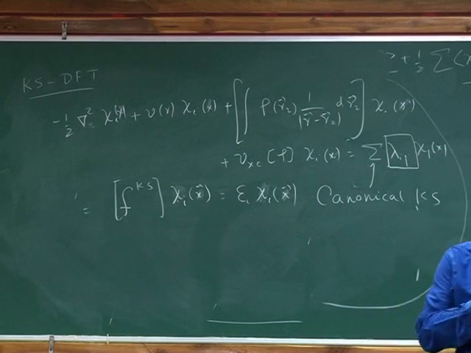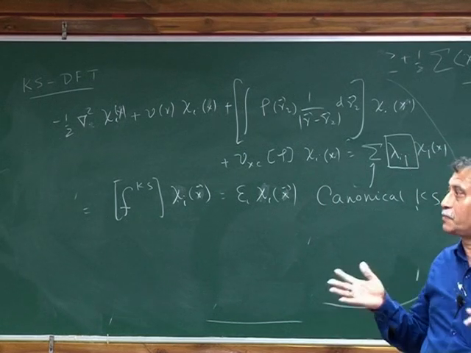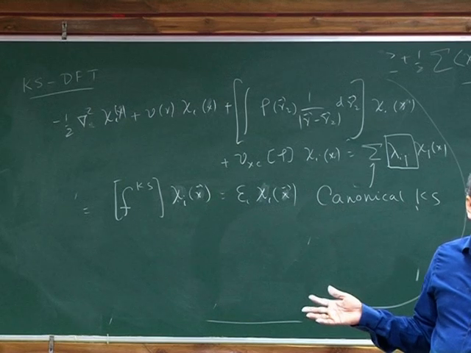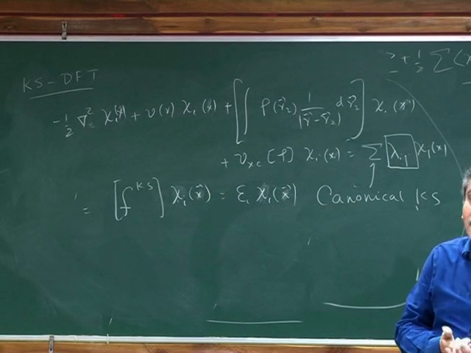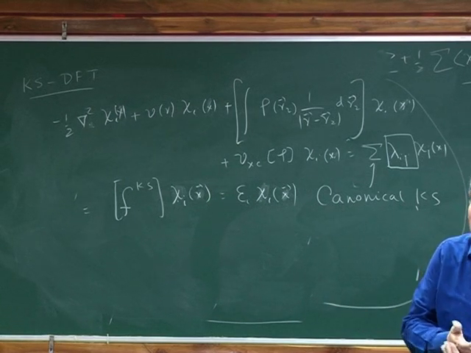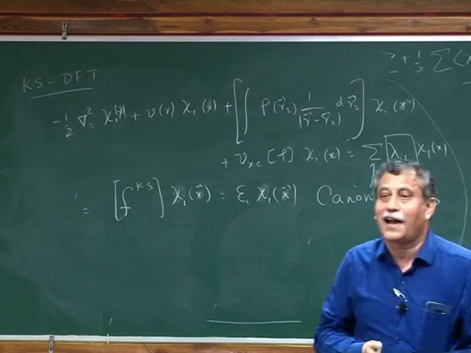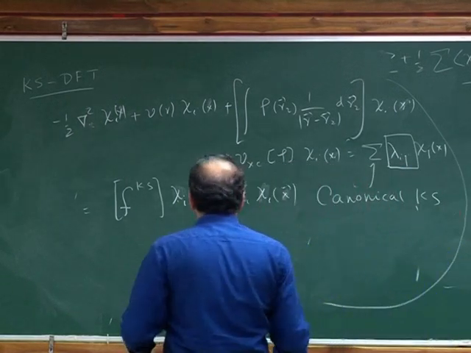So this is where, depending on the functional, your exchange potential will be different. So that's why if you do B3LYP, you will get one kind of result. If you do LDA, you get another kind of result. If you do GGA of different kinds, you get different results. Because this is changing all the time.